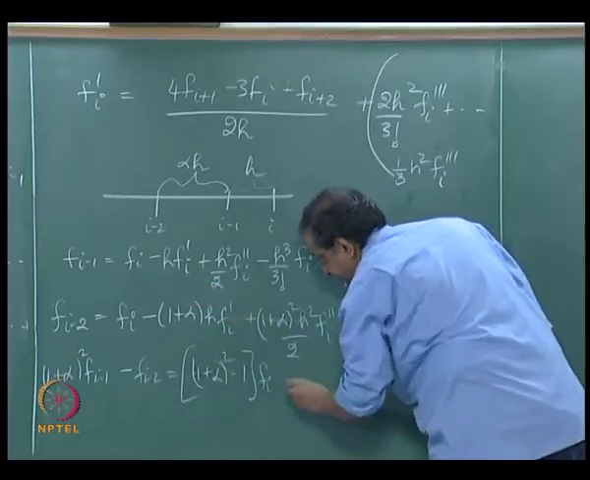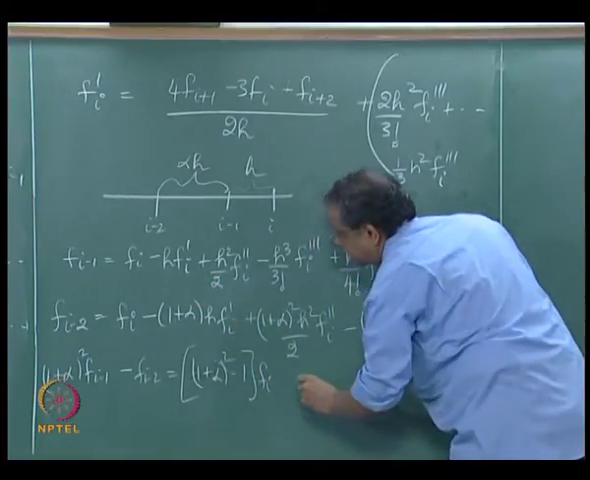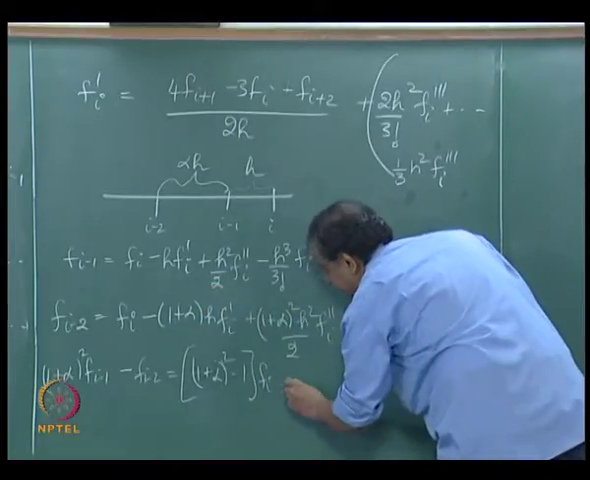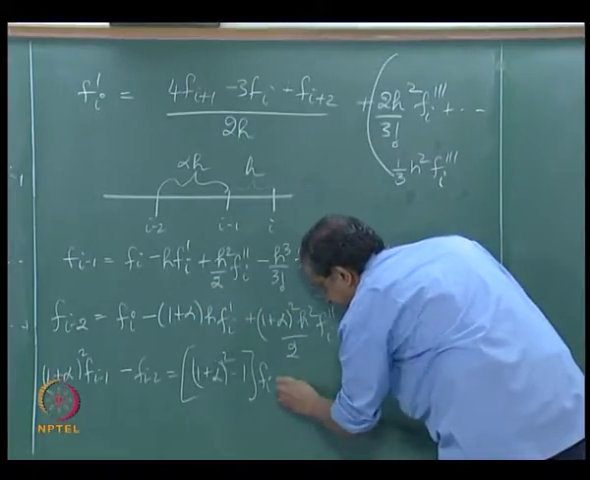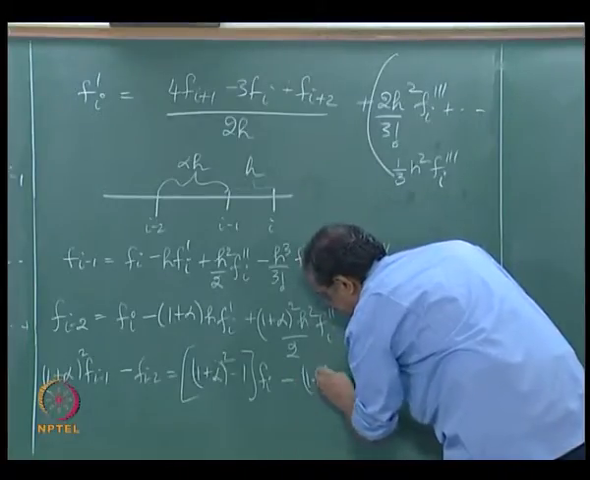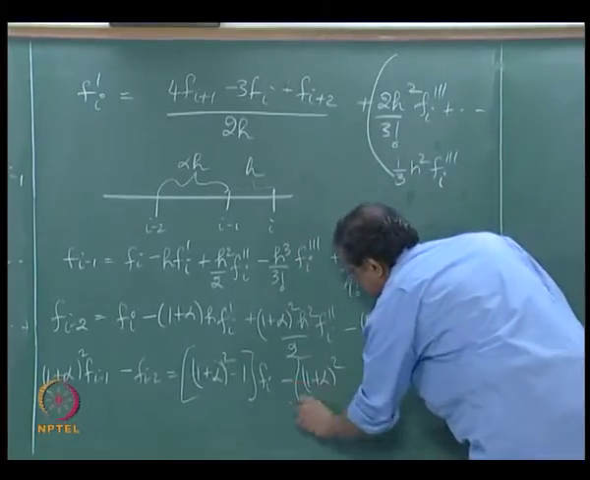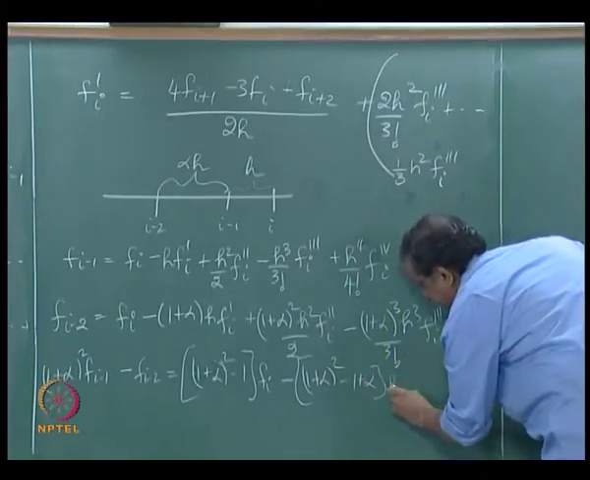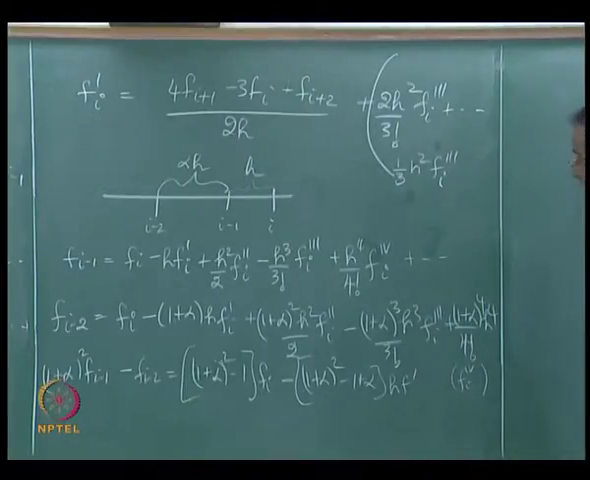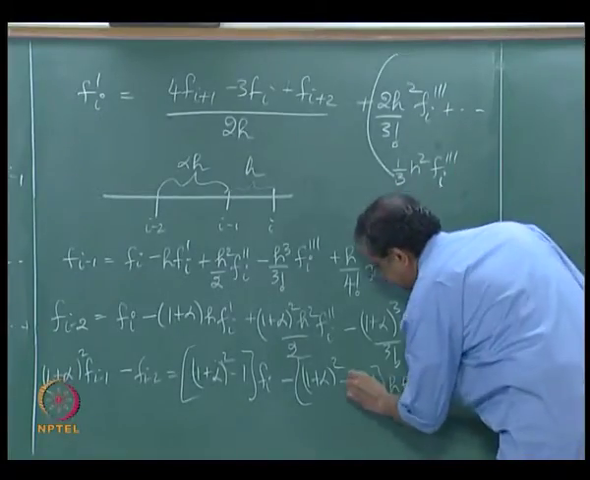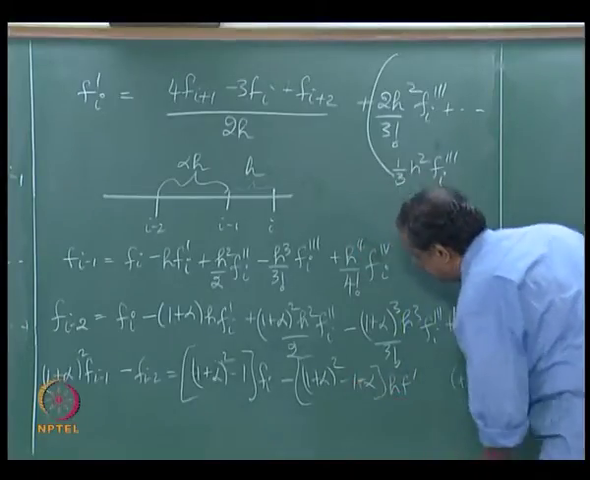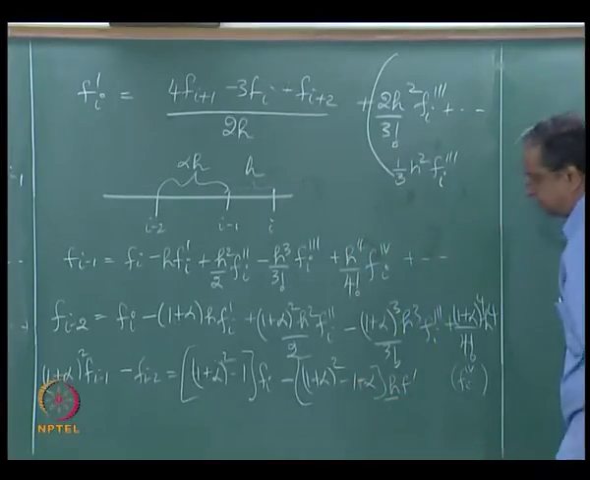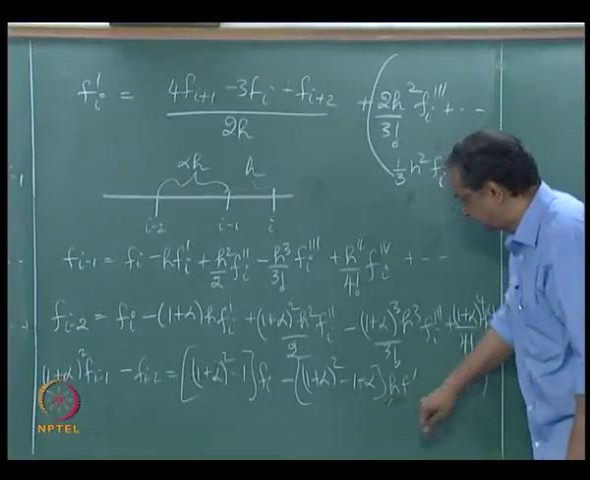So you get 1 plus alpha squared minus 1 plus alpha h f prime, and what else? Minus alpha, no, by 2, no, by 2, that is the first derivative term.